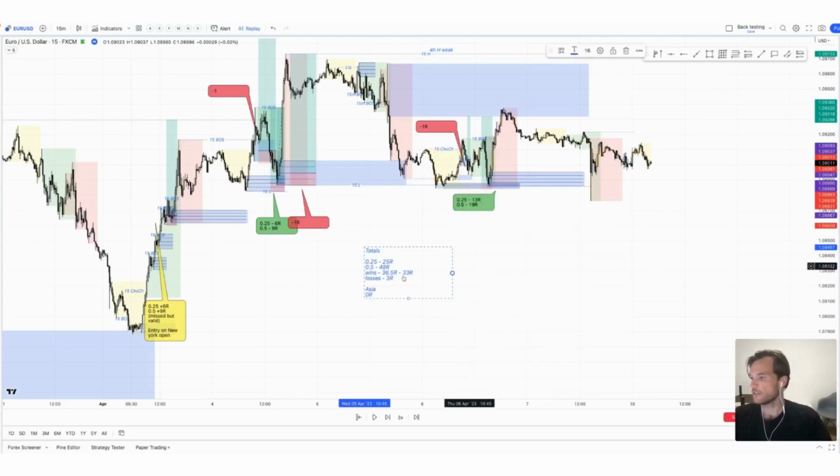Let me just close that. So yeah, 33R, and that's risking. If you're risking 0.5%, even the 0.25% that I normally do, you're still very, very nicely profitable.